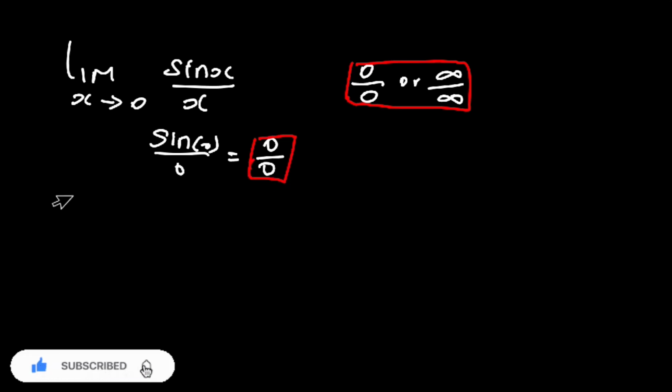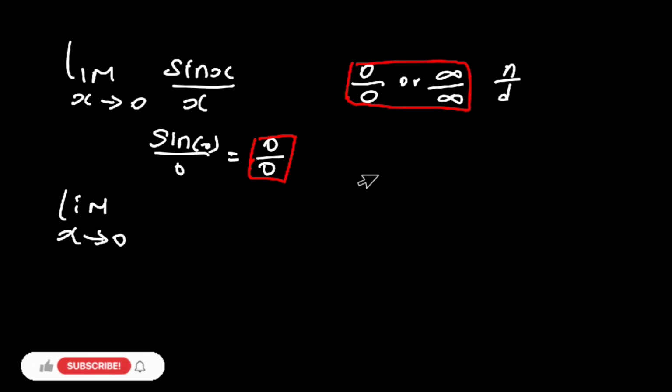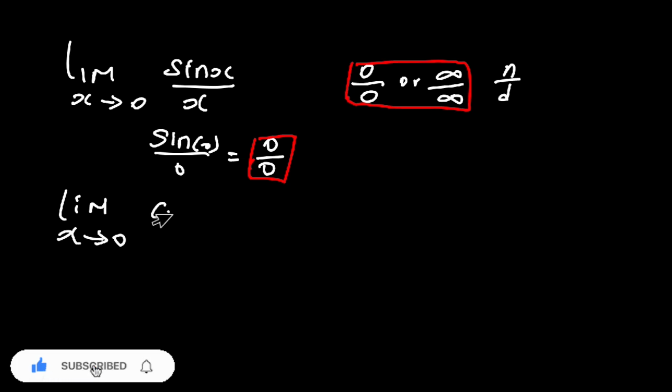So then we have limit as x tends to 0. Now for L'Hopital's rule, we are going to differentiate both the numerator and the denominator. And another condition is that it must be in a quotient form, like it must have a numerator and denominator. So there is another condition for you to apply L'Hopital's rule. So let's differentiate sin x. If we differentiate sin x, we're going to get cosine x. Then over, if we differentiate x, you're going to get 1.